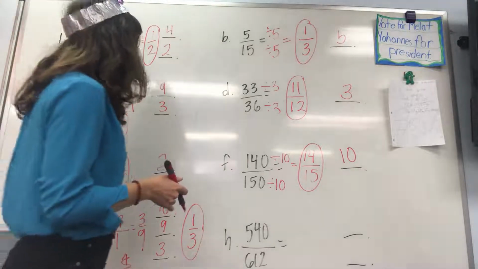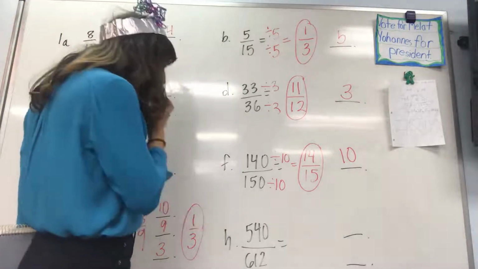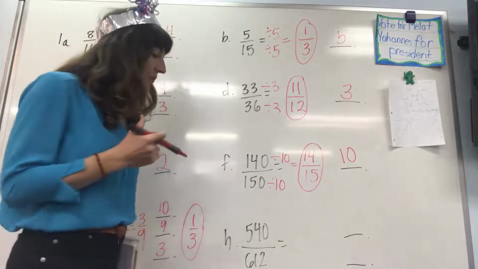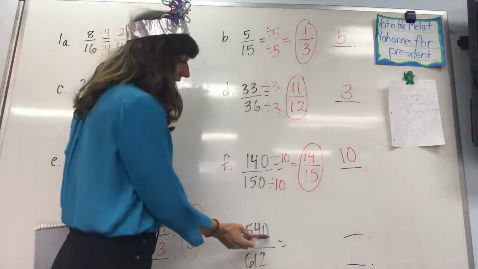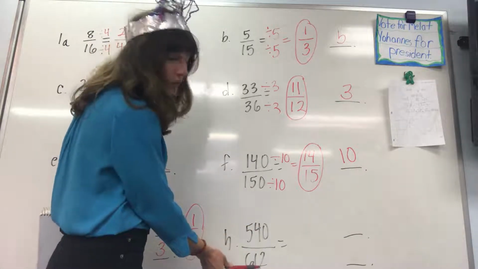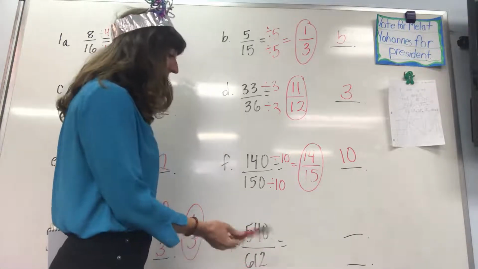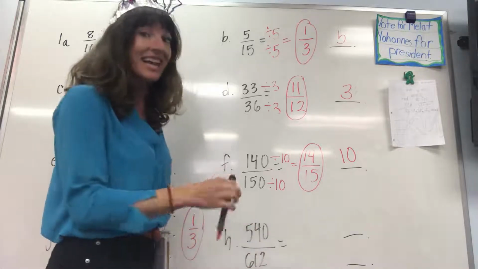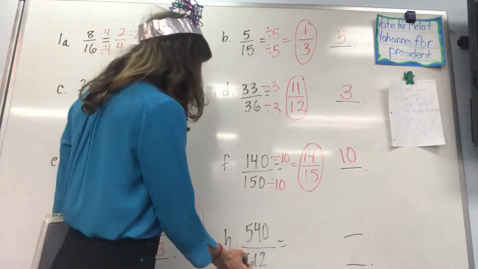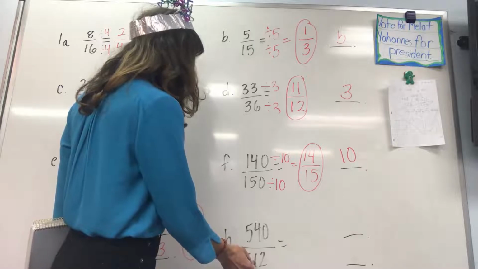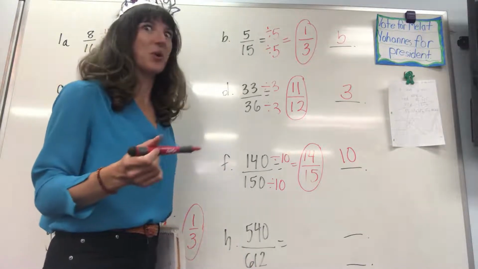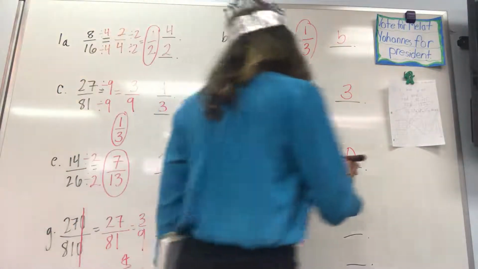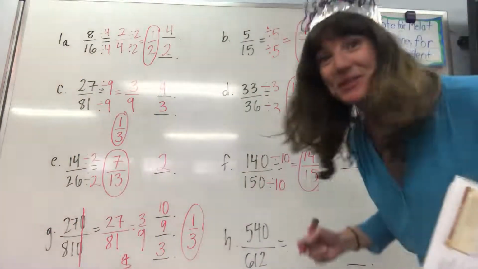Yay! Okay. And this last one, H. Okay, so can we divide by 10? Yes on top, no on bottom. Can we divide by 9? 5 plus 4 equals 9. Yes on top. Then 6 plus 1 is 7 plus 2 is 9. Oh my gosh, we can totally divide by 9. Yay! Is that right? Am I doing this right? Okay, I'm doing this right.